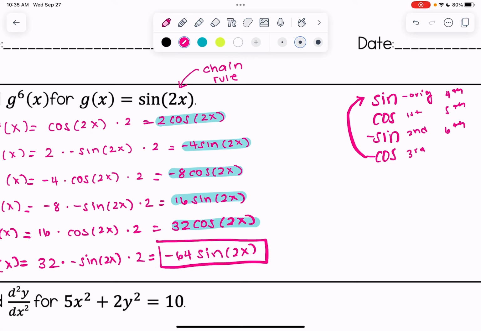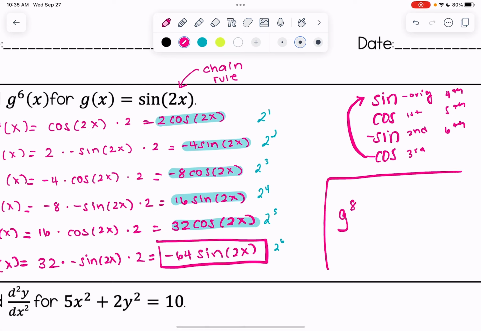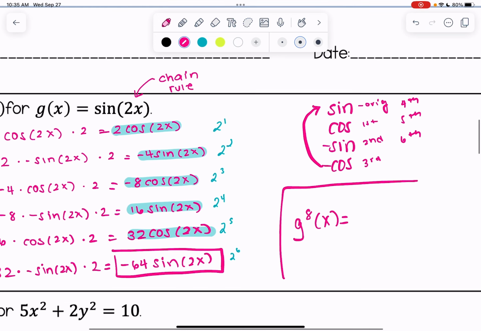So now let's talk about that 64. What do we notice when looking at the problem? Well, look at the first derivative. It was 2 to the first in front, then 2 squared, then 2 cubed, 2 to the fourth, 2 to the fifth, 2 to the sixth. So I could take a good guess, using these patterns, that if I was asked to find the eighth derivative, I would have 2 to the eighth.